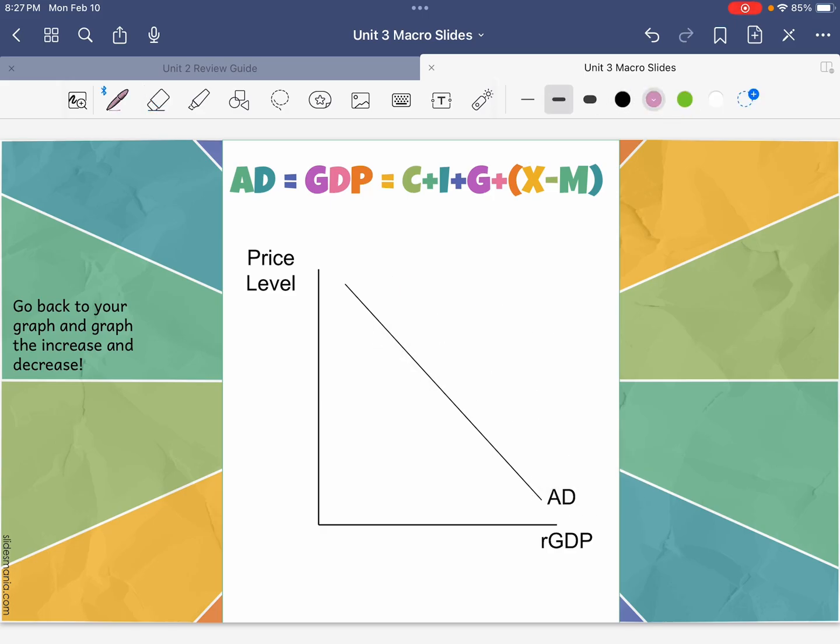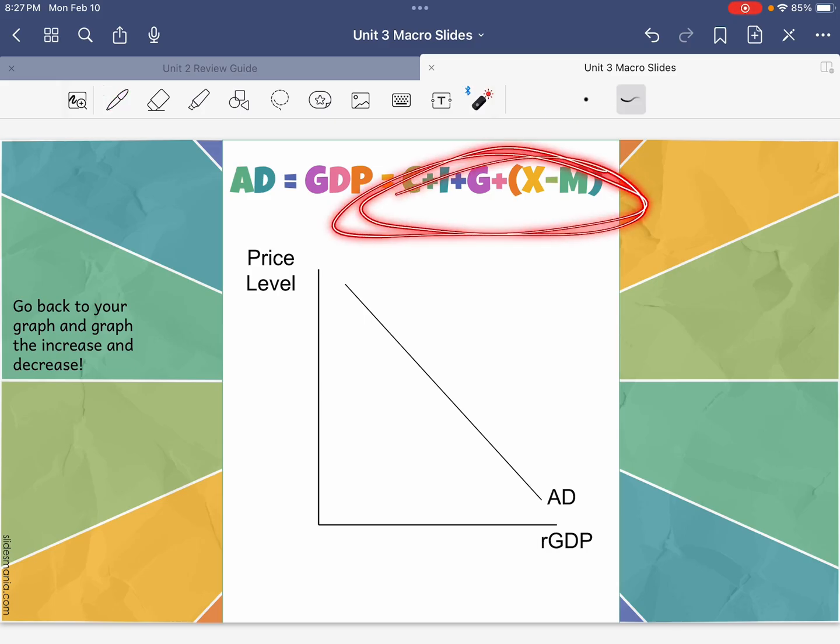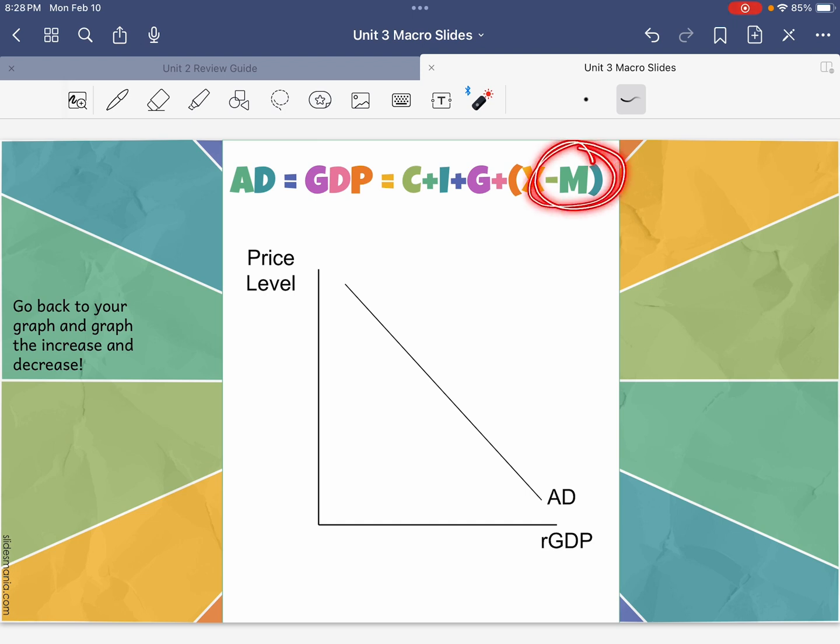Let's take a look at an example of aggregate demand going down. If any portion of this formula goes down, if there's less consumer spending, less government spending, less investment spending, less exports, or if we have more imports, they detract, aggregate demand will shift to the left. So we would shift it to the left. Left is less, right is more.